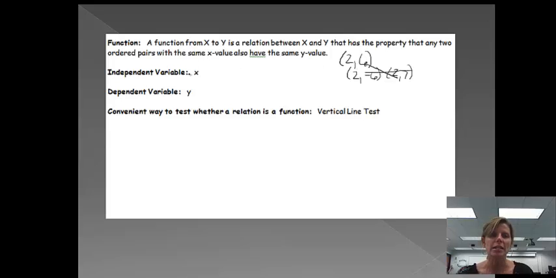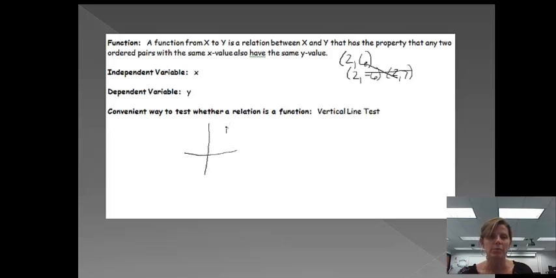Right? The independent variable of the function we generally refer to as x. That's the one where we can plug in anything that we want. And then the dependent variable we generally call y, and that's called dependent because the answer for y depends on what we plug in for x. Right? A convenient way to test whether a relation is a function or not is by looking at the vertical line test. And just a couple examples of this.